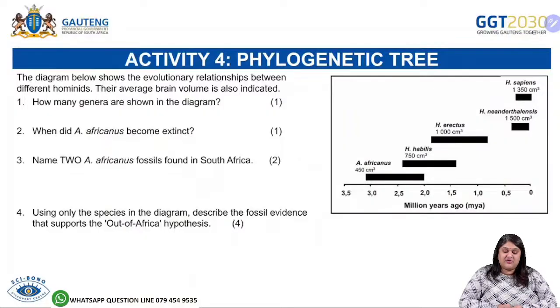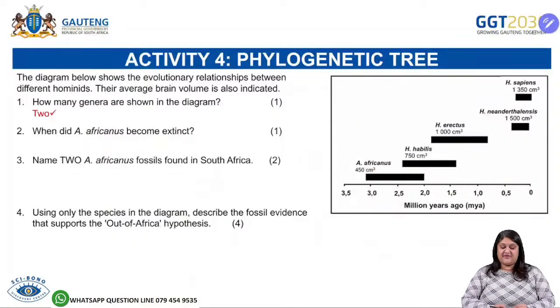The diagram below shows the evolutionary relationships between different hominids. Their average brain volume is also indicated. How many genera are shown in the diagram? Okay, so genera is the plural. So how many genera do we see here? Okay, so we have A africanus, so the A stands for what? Australopithecus. The H stands for Homo, and those are the only two that we see. So therefore, there are two genera.